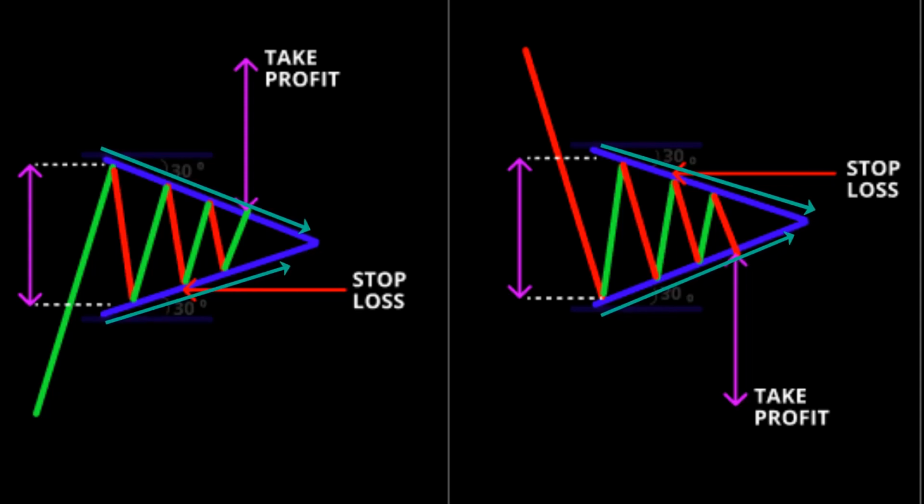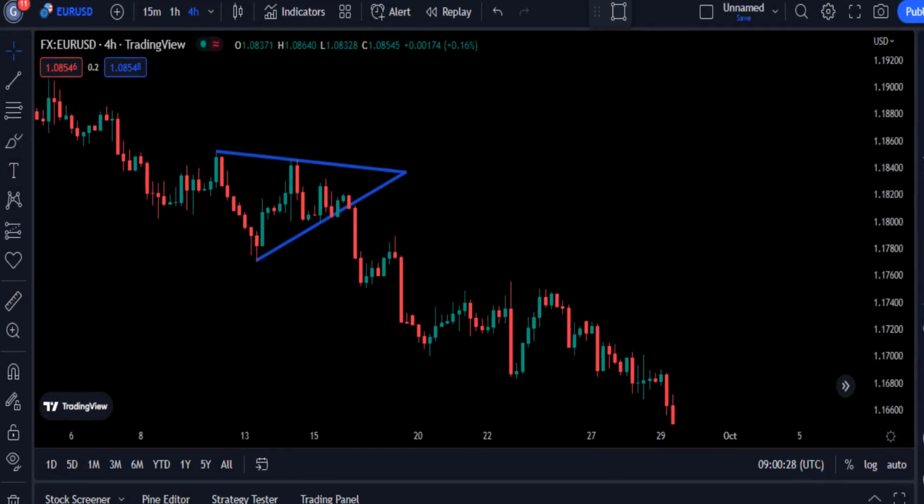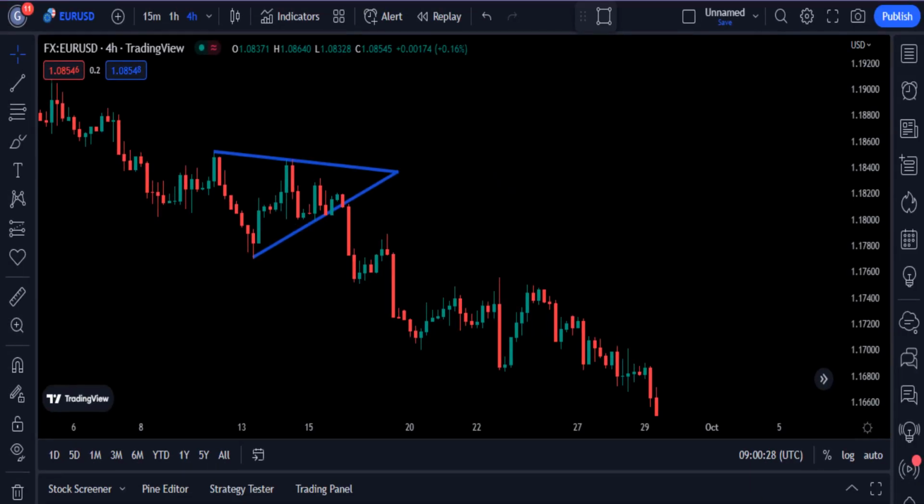And the reason this is called symmetrical is because the angles of both lines are equal. That's in mathematics, you are expected that the angles should be equal. However, you should not expect the angles to be 100% equal here in the market, because you only have to see that the angles are similar. They shouldn't be 100% equal. So you should expect the price breakout to occur in the direction of the trend in a symmetrical triangle.